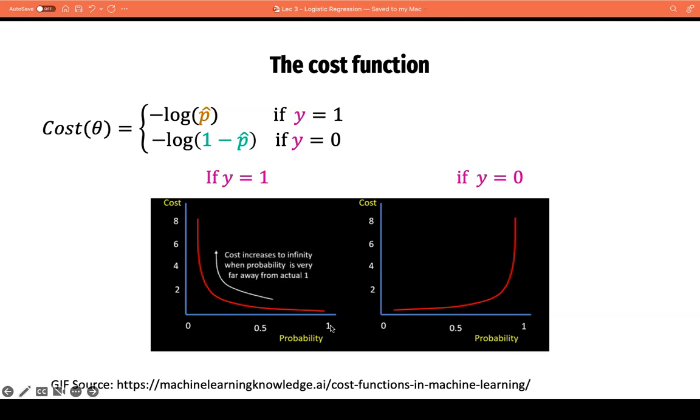So let us explain that further. If the true classification is 1, then we want the probabilities to also be close to 1, because as you can see, the cost is increasing to infinity when the probability is getting far away from the actual 1. Meanwhile, we want the probability to be low or very close to 0 if the true classification is 0. Why? Because the cost, as you can see, is increasing as the probability is getting away from 0.